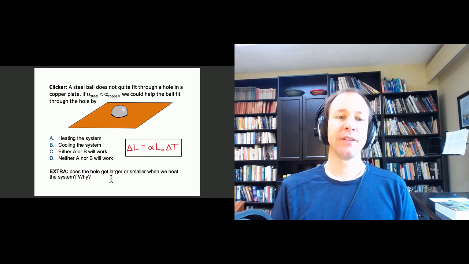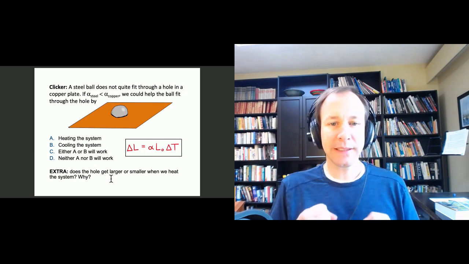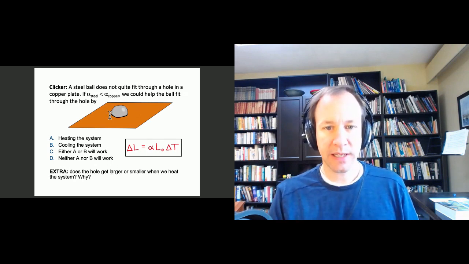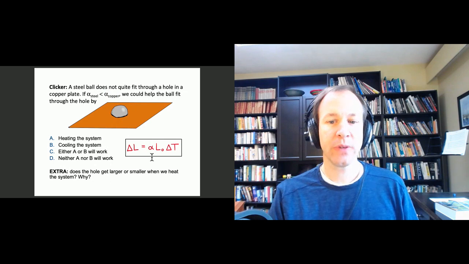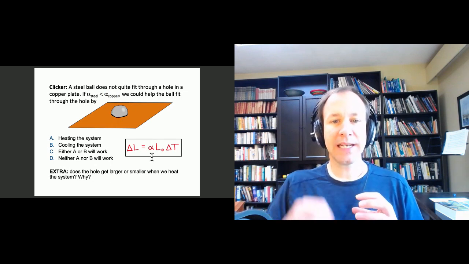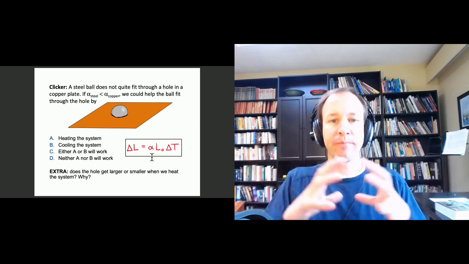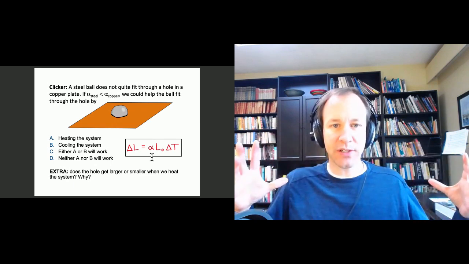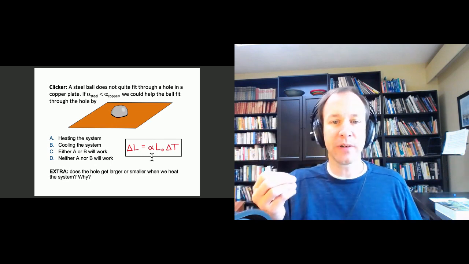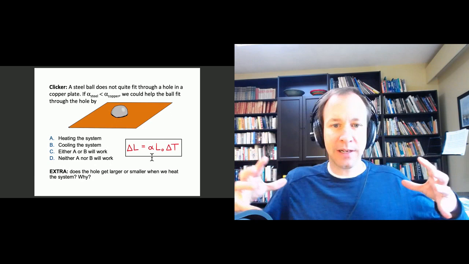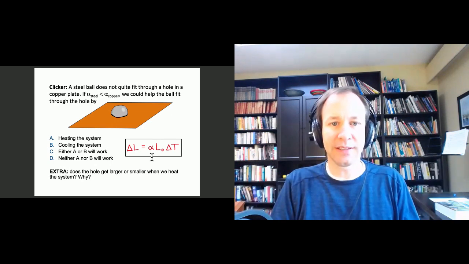Okay, so let's understand how to think about this. The fact that alpha for copper is larger than alpha for steel means that when you heat up the copper, it's going to have a larger percentage of expansion than the steel. If you cool down the copper, it's going to have a larger percentage contraction than the steel.